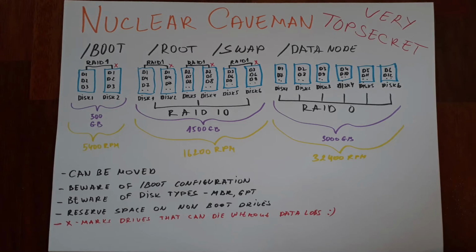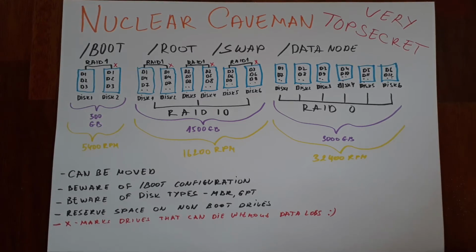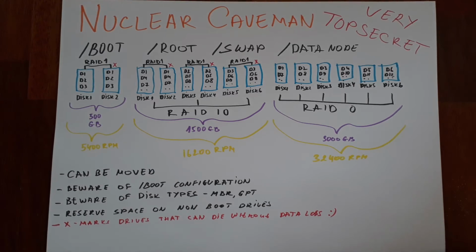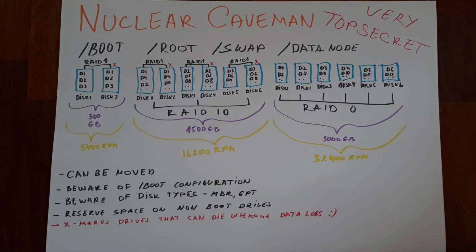Since your boot partition is now mirrored on 2 of the 6 drives, a reserved partition on the same physical space on the drive platters should be made on the other 4 drives to avoid problems.